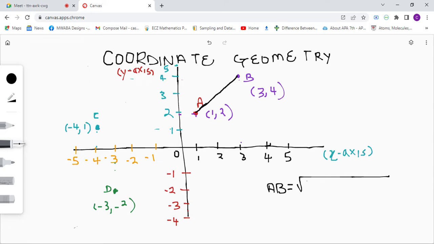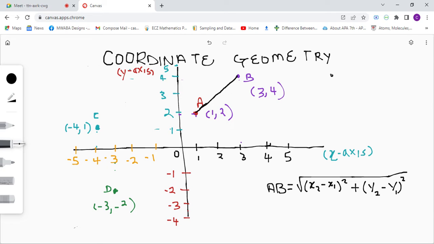So to get the length of this line, you're going to get the square root of the x coordinates, x2 minus x1, then you square it, plus y2 minus y1, squared.